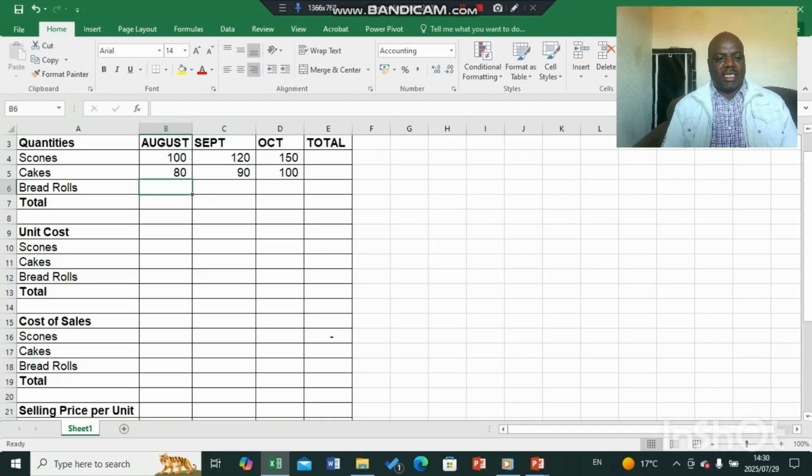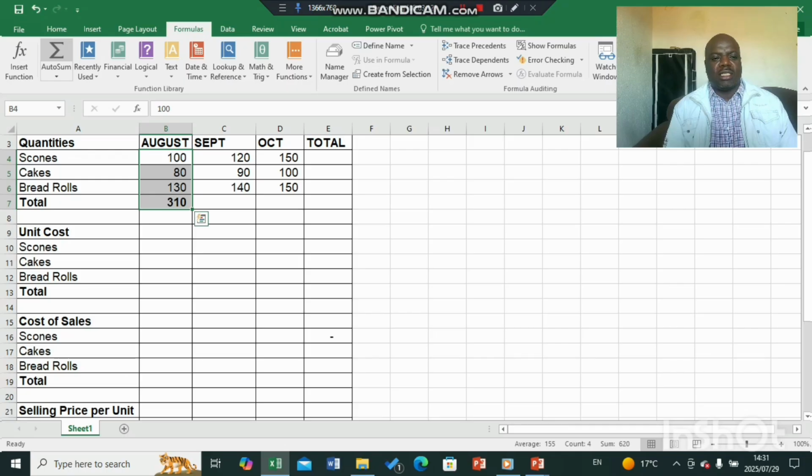Let's look at another product, which is bread rolls. Suppose they are planning to sell 130 in August, 140 in September, and 150 in October. Done. I think our quantities are done and dusted. I just want to check formulas. There we go. Done and dusted.